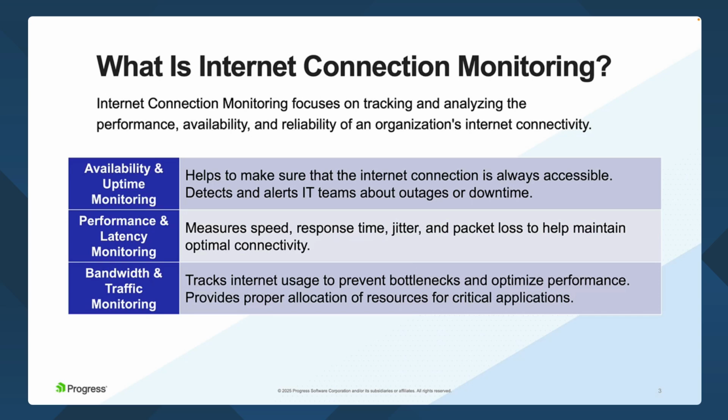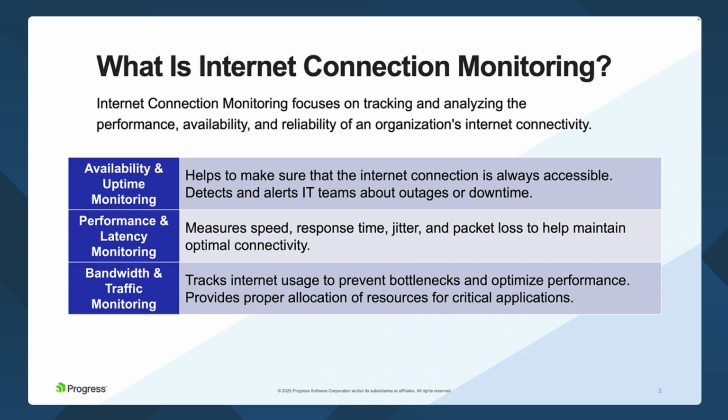While uptime makes sure your services are available, performance and latency monitoring is about making sure they run smoothly. Even if a system is online, slow load times, high latency, or network instability can frustrate users and impact business outcomes. Performance and latency monitoring measures key metrics such as speed, response time, jitter, and packet loss to maintain optimal connectivity. By tracking these factors, teams can quickly detect slowdowns, optimize response times, and provide a seamless user experience.